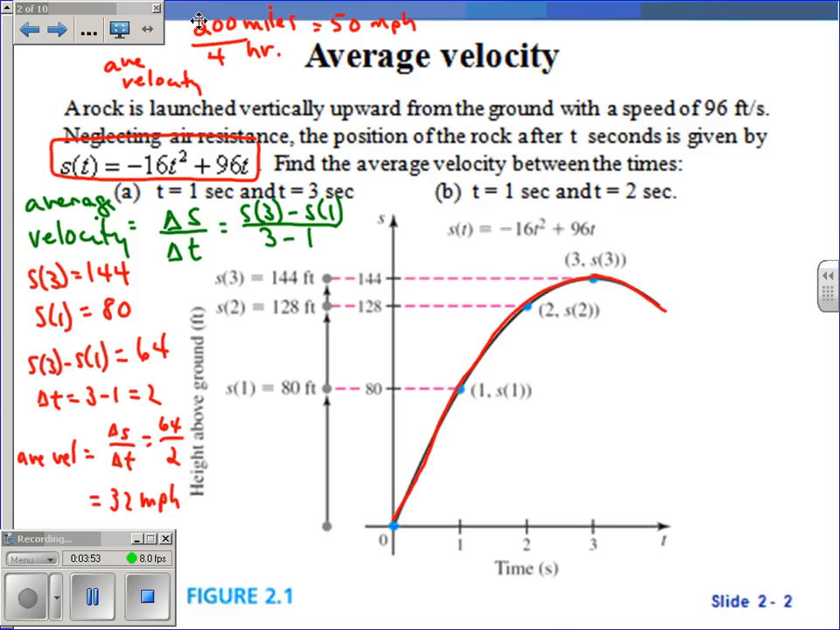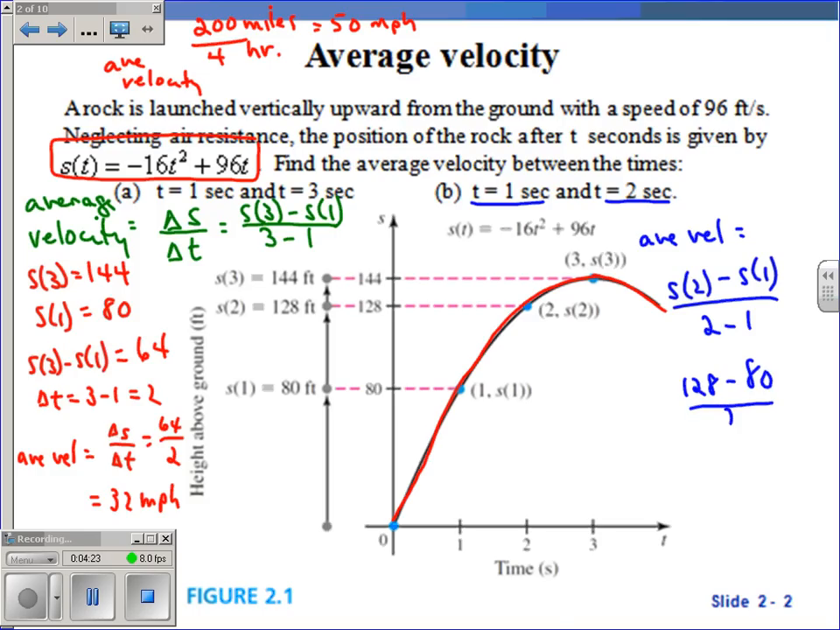So now in the second one, I want to find the average velocity between t equal 1 and t equal 2. So the average velocity then will be my change in position, so that's s of 2 minus s of 1 over my change in time, which is 2 minus 1. Okay, now s of 2, if I put 2 into the function, I get 128. S of 1 we already found to be 80. So now our 2 minus 1 is just going to be 1. So we're going to end up with 48 over 1, or just 48 miles per hour.